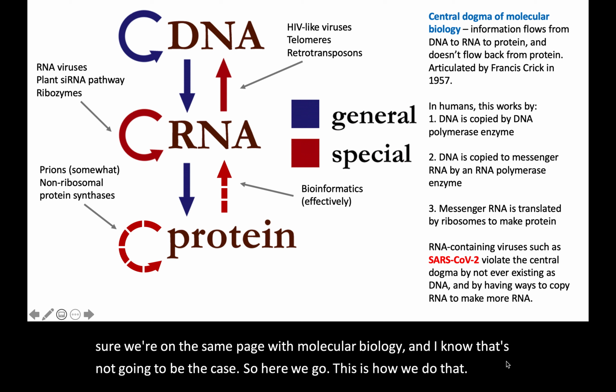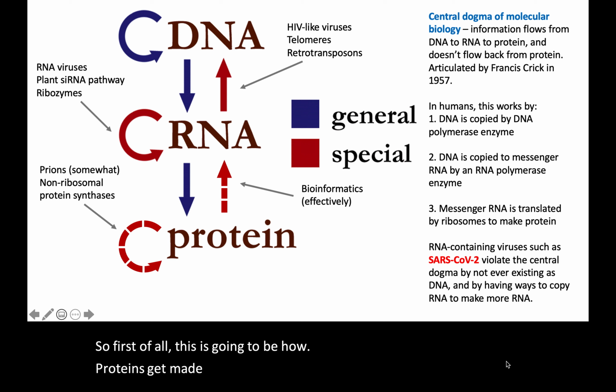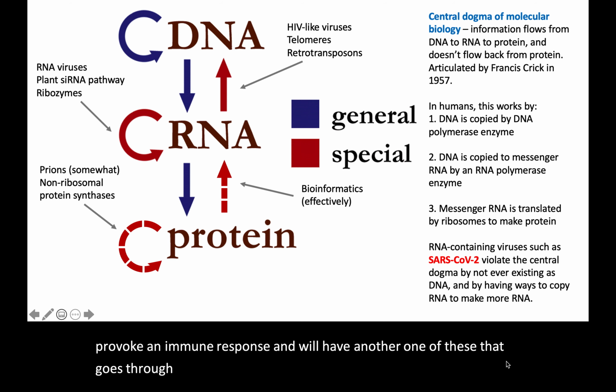So first of all, this is going to be how proteins get made. And so the goal of a vaccine is going to be to do something that ends up producing protein and then using protein to provoke an immune response. And we'll have another one of these that goes through what an immune response looks like and how you make it. But for right now, let's just focus on the basics.